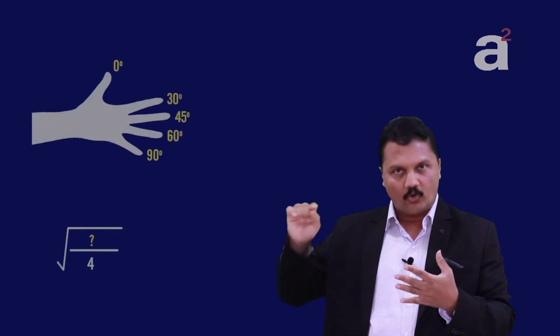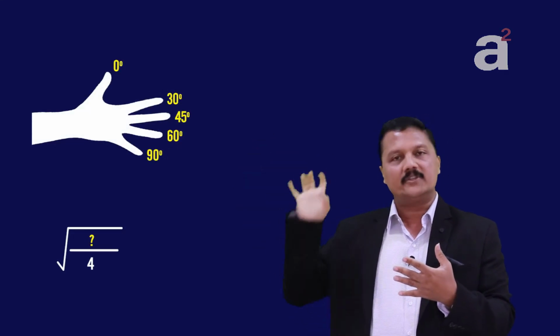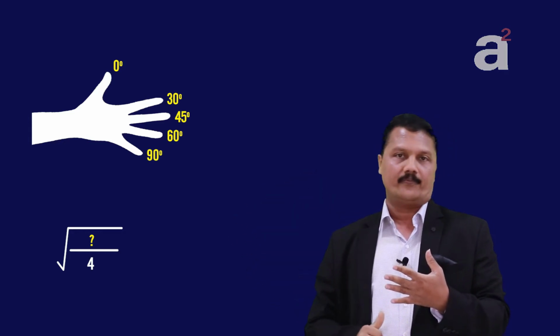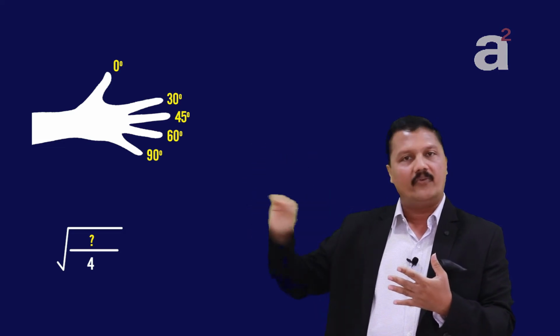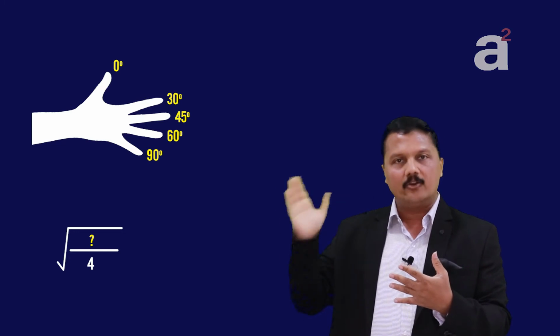To find sine 0, we have a trick. We have a square root, which is to be memorized. A square root, and inside the square root there is a fraction. For this fraction, the denominator is default, it is 4. So square root of something which is unknown divided by 4. What is this unknown? That unknown will be filled using these fingers.